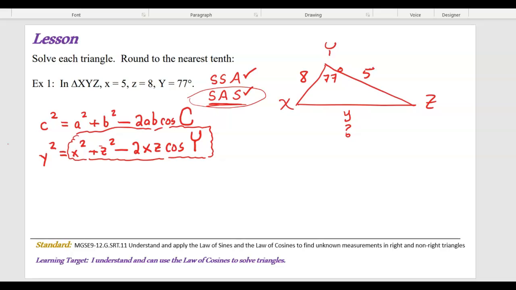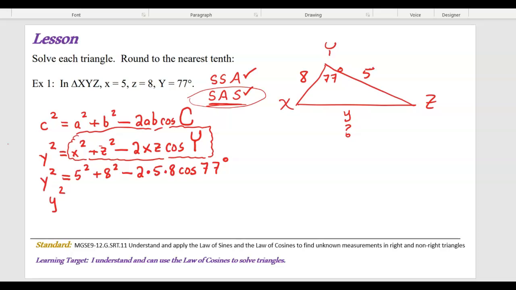Okay, so we're trying to find y. So in the law of cosines, we'll find y squared first. x, so we have 5 squared. Once again, I'm doing a lot more detail in the first example. Moving forward, I'll move through these much faster. Times 5 times 8 times cosine of the given angle, 77 degrees. So you literally just type all of this in the calculator carefully. Make sure your mode for the trig functions is degrees and not radians.